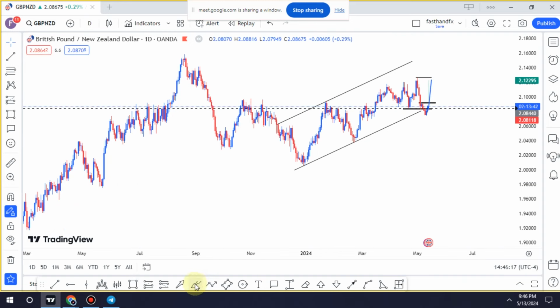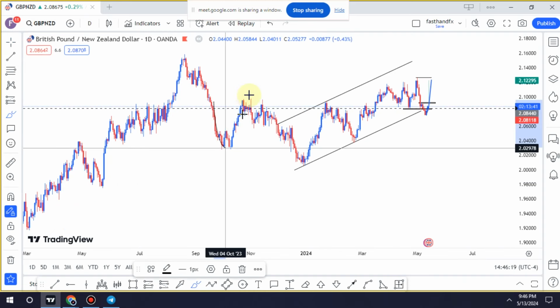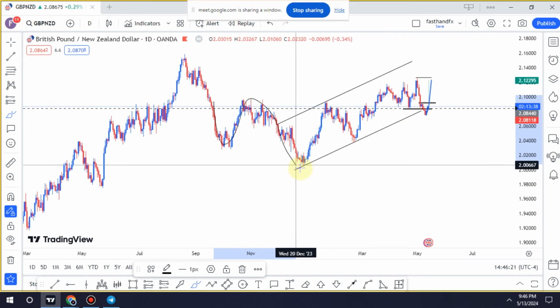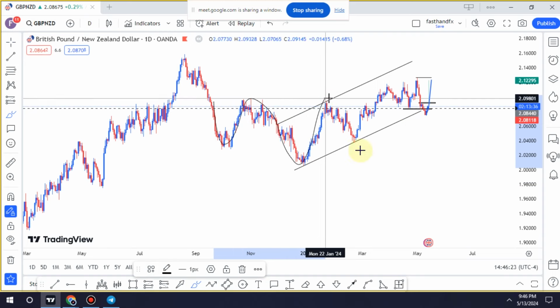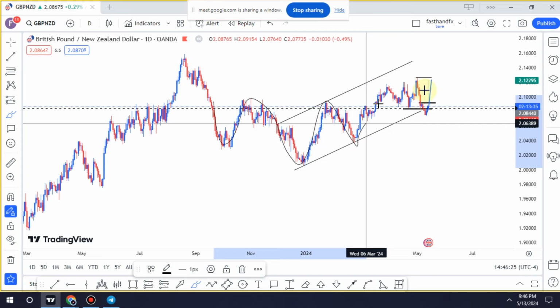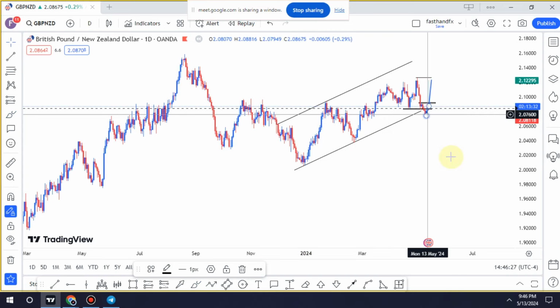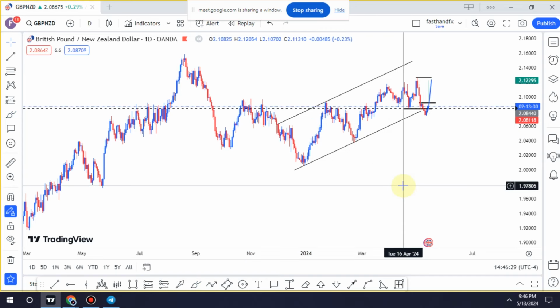Can you guys see that inverse head and shoulder? This one is the left shoulder. Based on the daily, the head went up, then the right shoulder. Then guess what? It went up, and now the market has given us that third touch. Can you see that, guys?